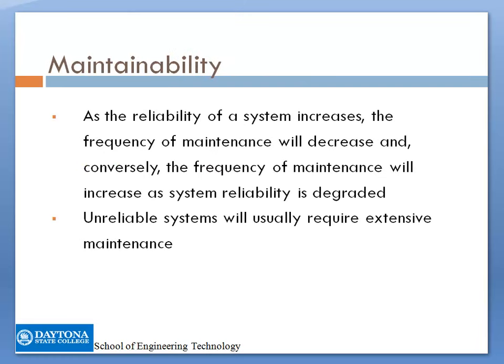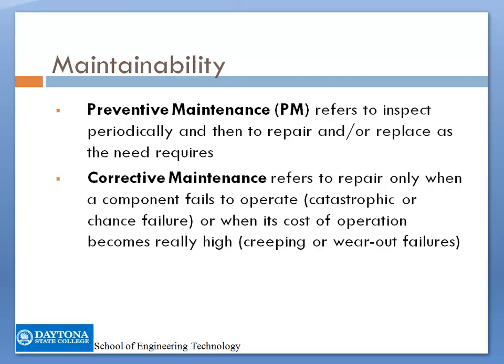Another part in the reliability field is what we call maintainability. And we know that as the reliability of a system increases, the frequency of maintenance will decrease. And conversely, the frequency of the maintenance will increase as the system reliability is lower. So what it means is that an unreliable system will usually require extensive maintenance. And there are 2 types of maintenance. There are the preventive maintenance and the corrective maintenance.